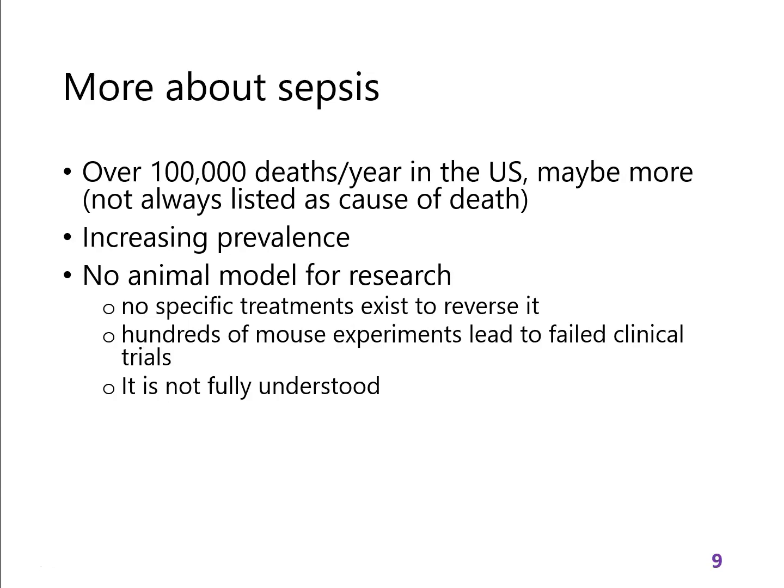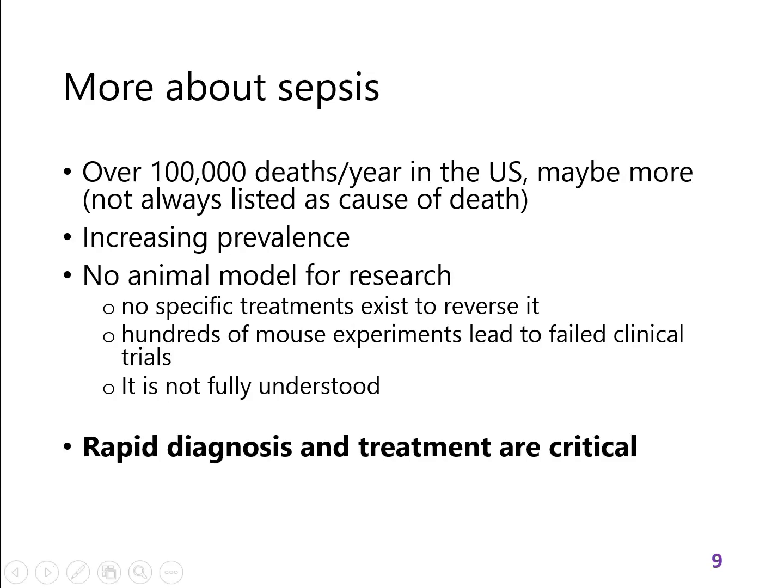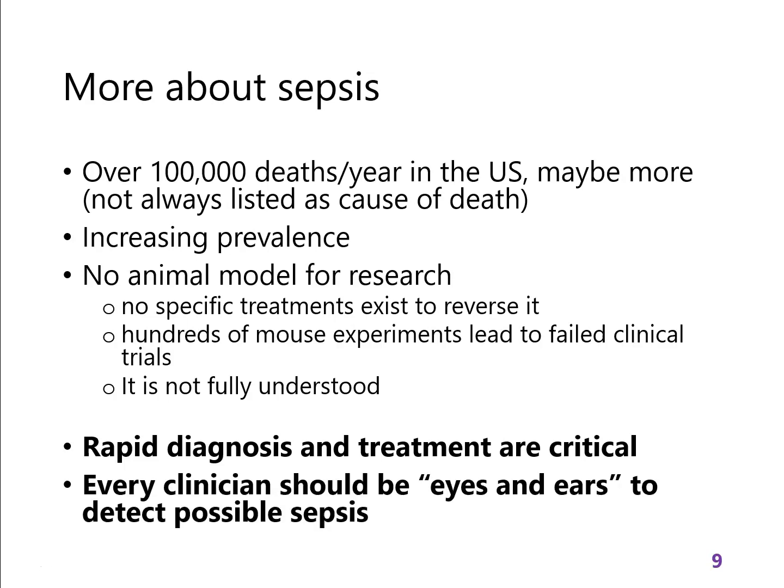It's unfortunate, but it's true that our immune responses are different enough from the immune responses of other animals that we can't always directly connect the two during research. So all we can do is rapidly diagnose it and rapidly start treating it with antibiotics and whatever else we need to reverse the problems caused by sepsis. And so again, I want everyone to be the eyes and ears to perhaps recognize sepsis early on and get the attention of someone who can diagnose and treat it.